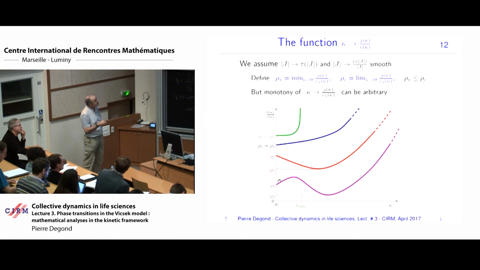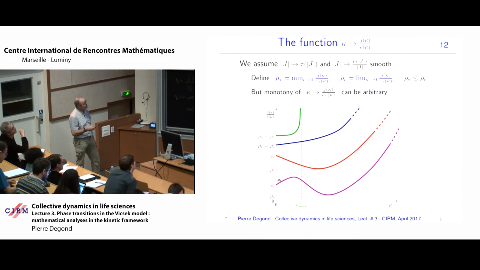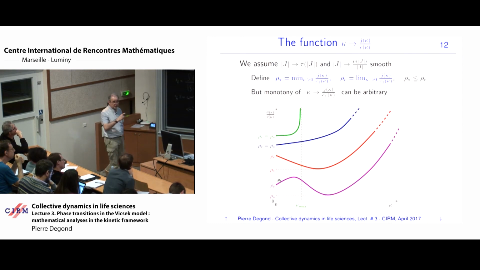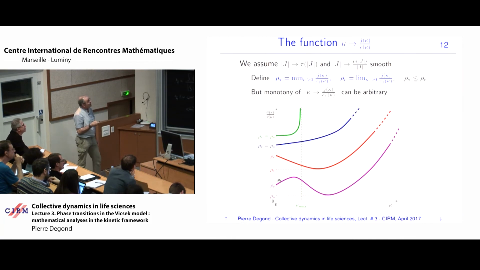Now if you have a density, again, let's look at the blue curve, a density which is between 0 and rho star, you intersect with a horizontal line, the only solution is kappa equals 0. You only have isotropic equilibria for densities between 0 and rho star. Remember what Vicsek found: no order between 0 and a certain critical density. Then above that density, you intersect, and you have two roots, 0 and a non-zero root.